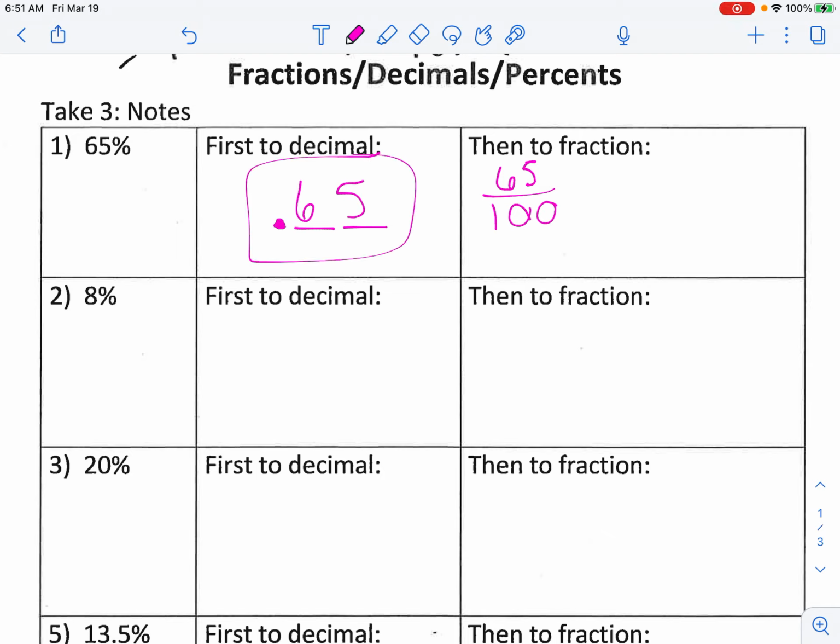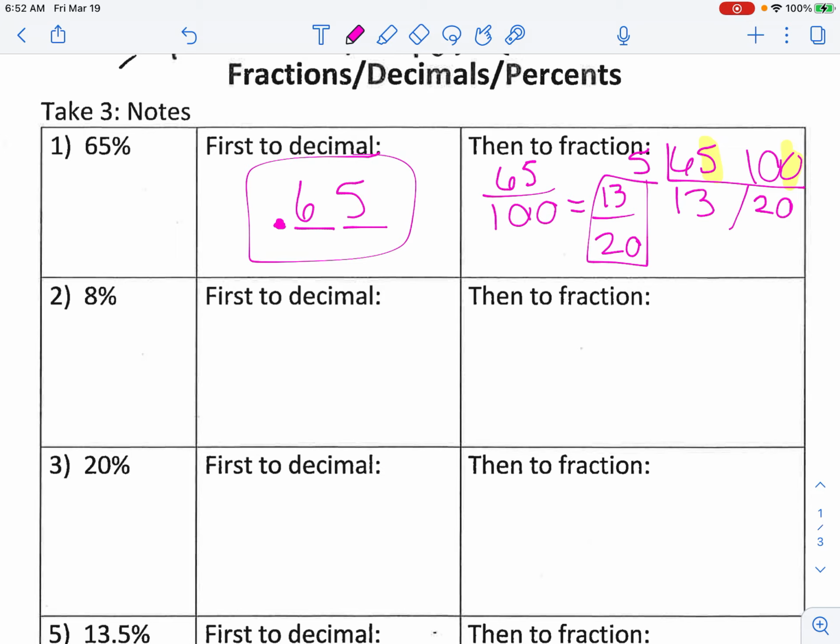Now with a fraction, remember you have to reduce to lowest terms. So as soon as you put that number over 100, you want to make your division ladder, and we're going to divide 65 and 100. Now remember, any numbers that both end with 5 and 0 can be divided by 5. 65 divided by 5 is 13, and 100 divided by 5 is 20. So this answer would be 13/20.